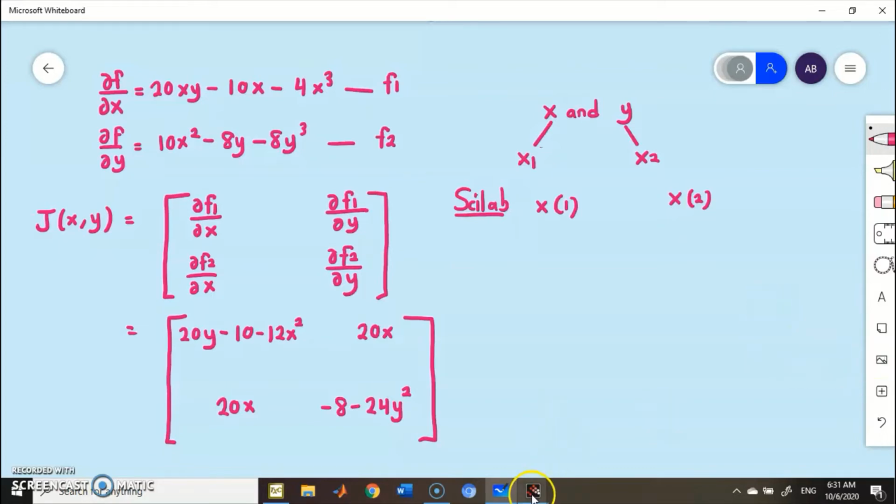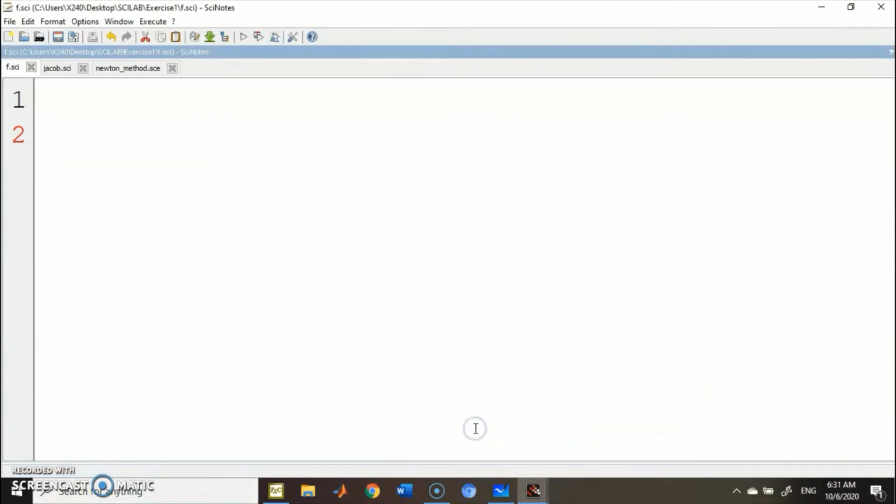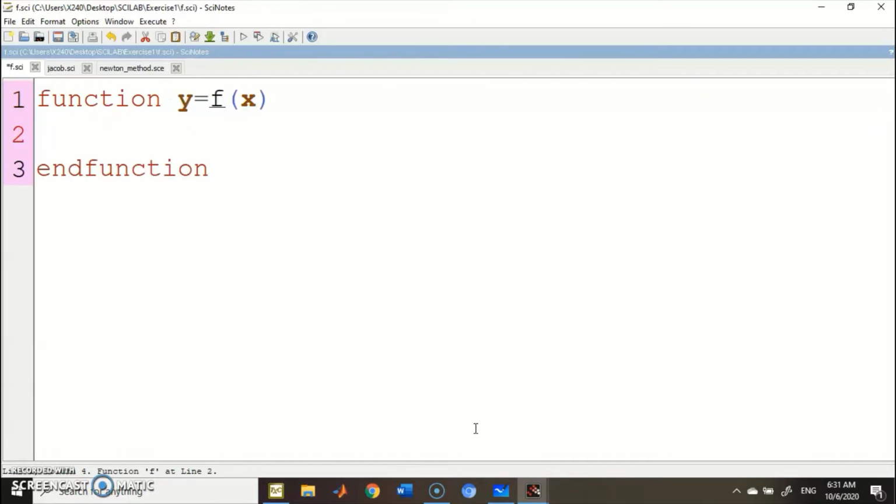Okay, if you can understand that, then we can move on to writing the function file first. So what is the function? The function is y equals f of x, where my function f is a 2 dimension, so it will be a 2 by 1 vector.